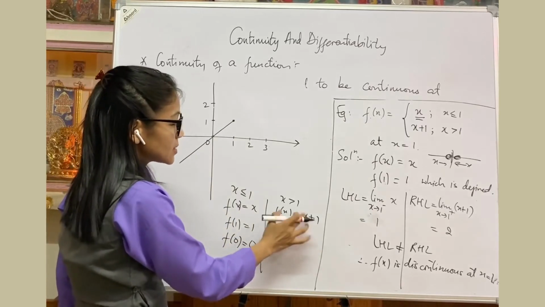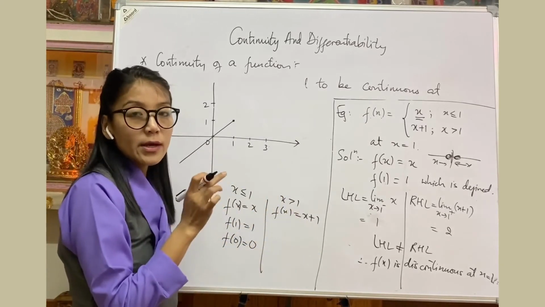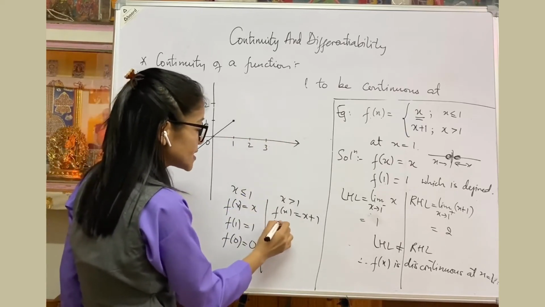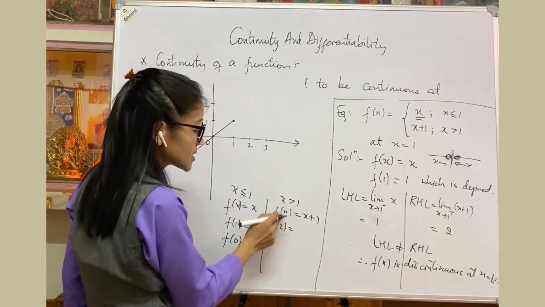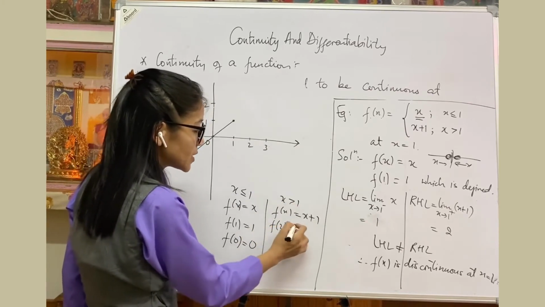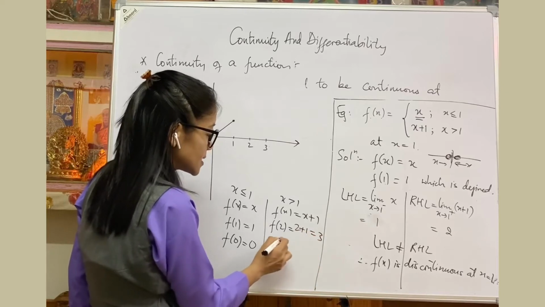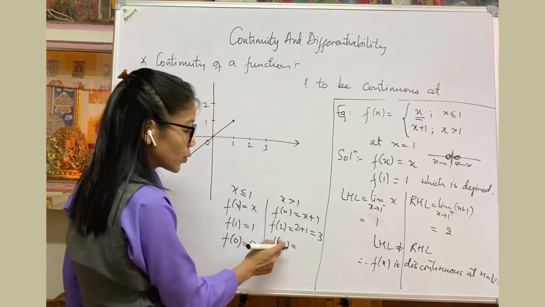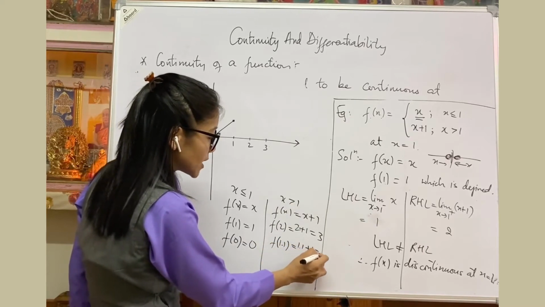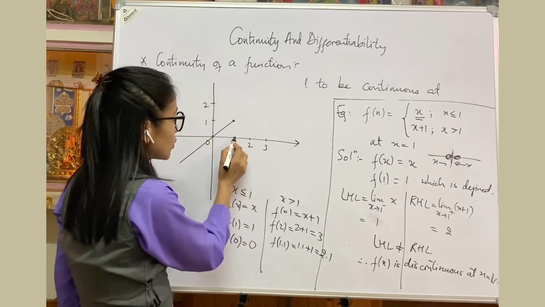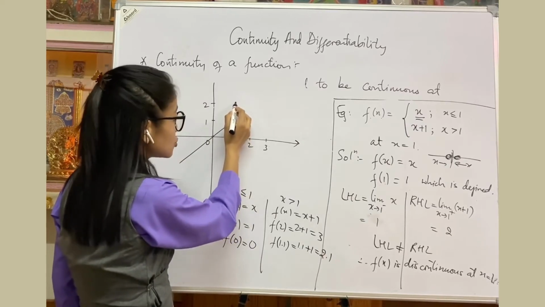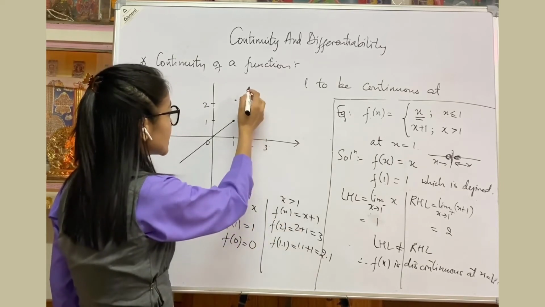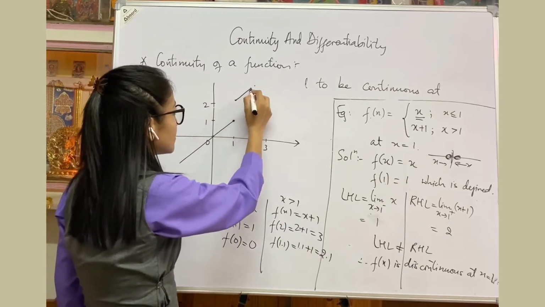Now for x strictly greater than 1, you have 2, 3, 4 and so on. If I take f(2), here x has to be greater than 1, so f(2) is 2 plus 1, which is 3. Similarly, you can take f(1.1), which is 1.1 plus 1, so that is 2.1. It's somewhere here. So its graph is like this.